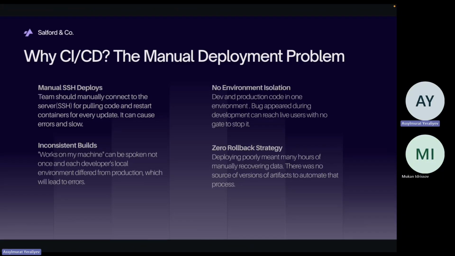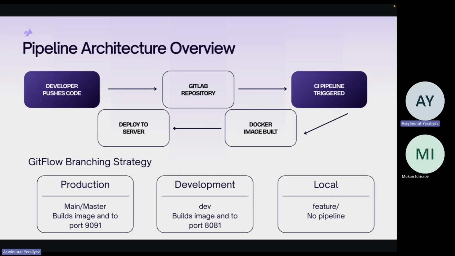and our code is mixed. And inconsistent builds. We can hear from our teammates, "works on my machine," so it's very popular, because the local environment differs from production. And zero rollback strategy: deploying poorly meant many hours of manual data recovery, and there was no source of versioned artifacts to automate that process.